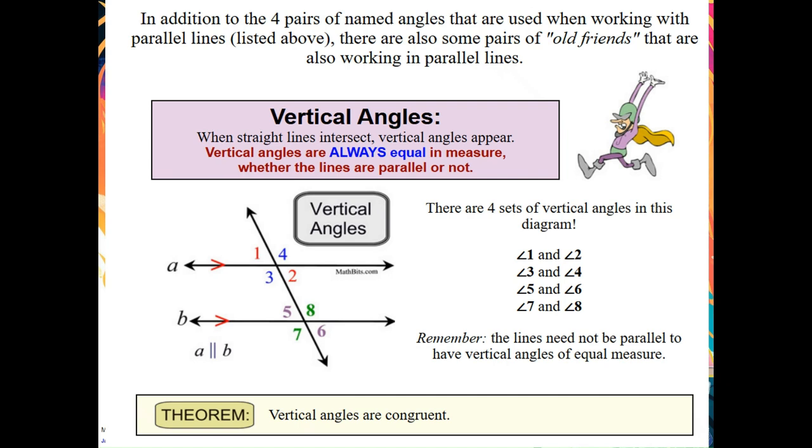We have the vertical angles. The vertical angles are always equal in measure, whether the lines are parallel or not. Example, we have angle 1 and angle 2, angle 4 and angle 3, angle 5 and angle 6, angle 7 and angle 8. They are vertical angles. Okay, sila yung mga angle na magkakatapat ng bawat isa. And based on our theorem, vertical angles are congruent. When you say congruent, the vertical angles are equal in measurement.